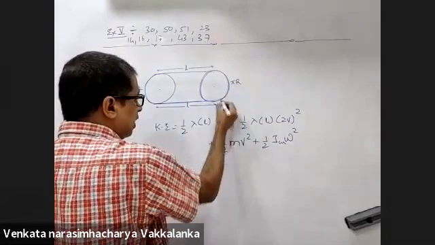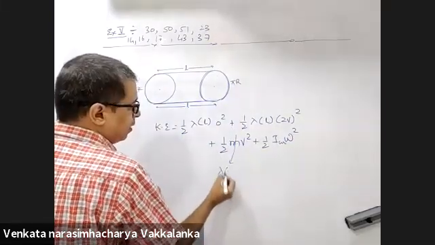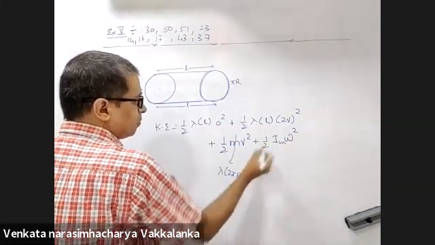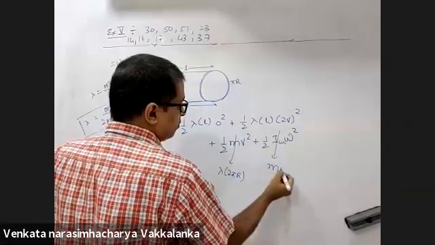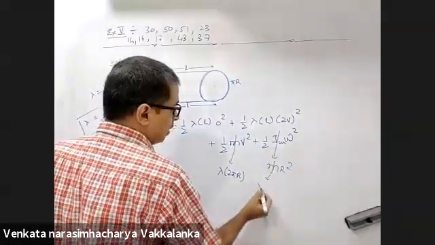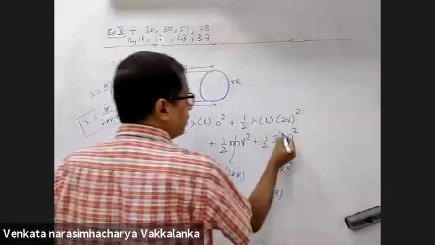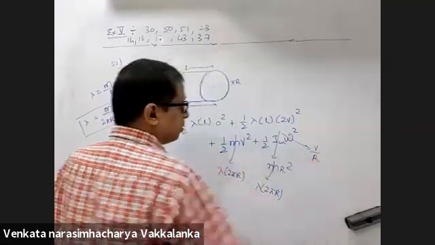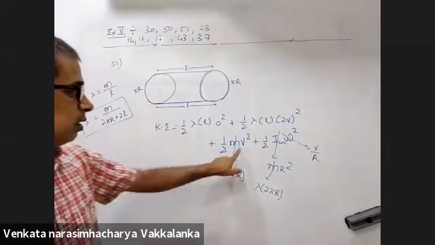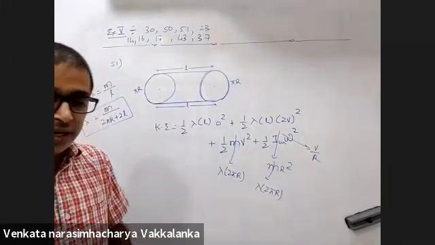Now, what is the mass of this ring? Lambda into 2 pi r. What is the moment of inertia of the ring? m r square. Mass is lambda into 2 pi r. Simplify this, you get the answer. Omega is v by r because the body is rolling. This is the kinetic energy of a ring.